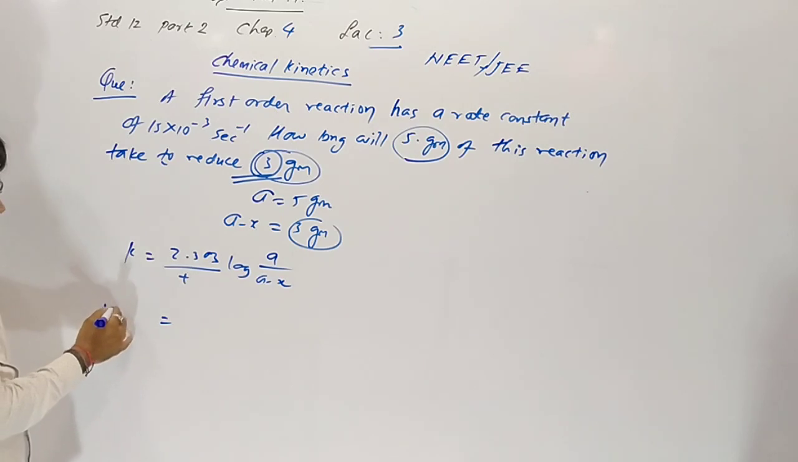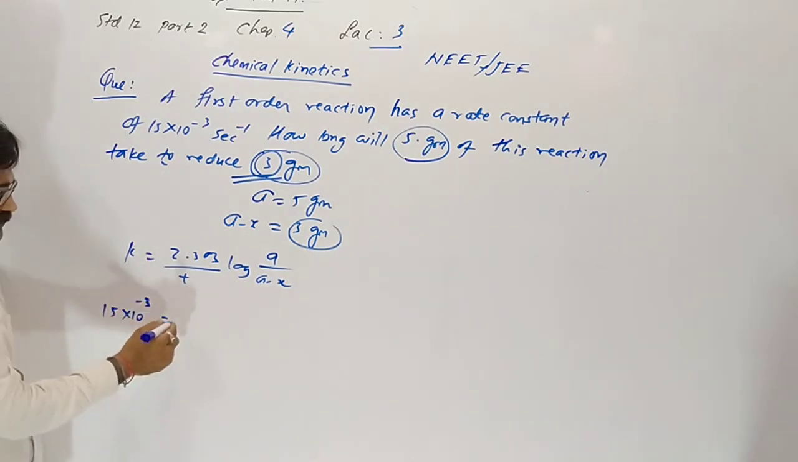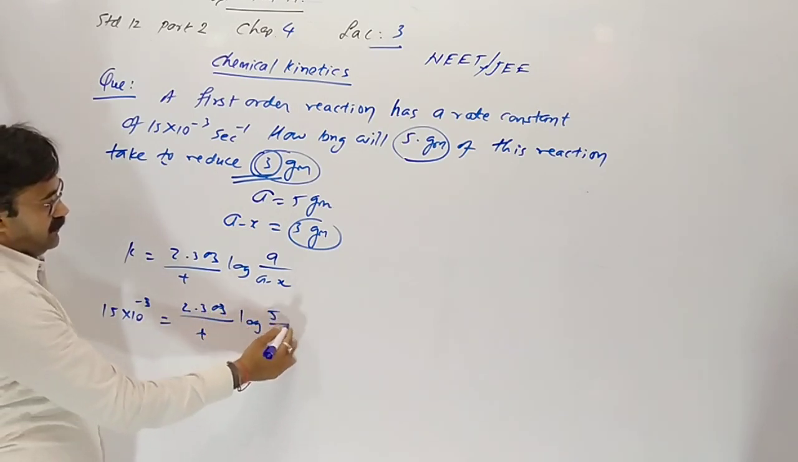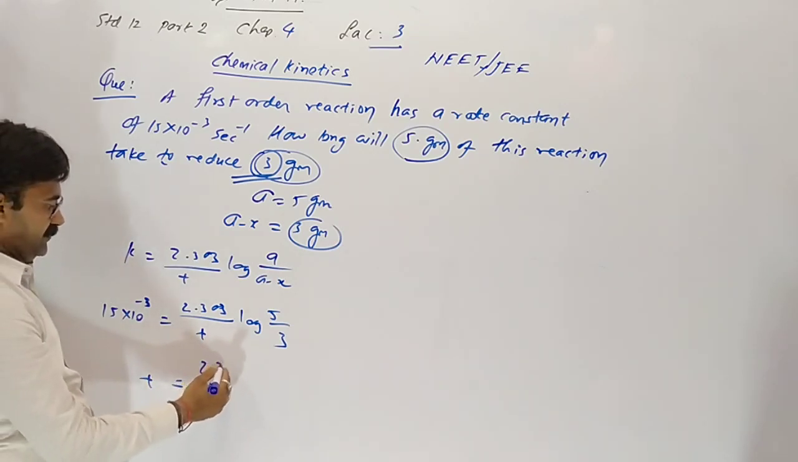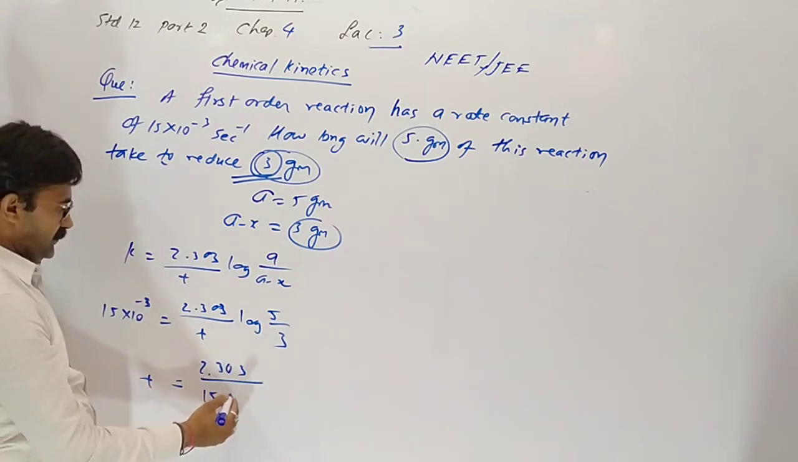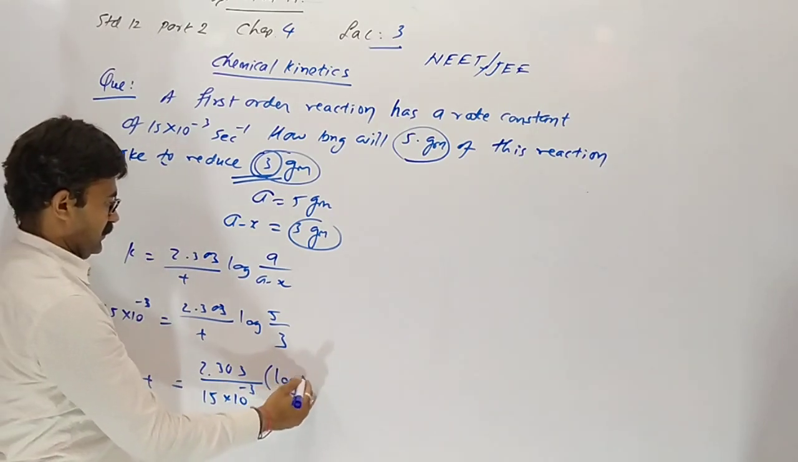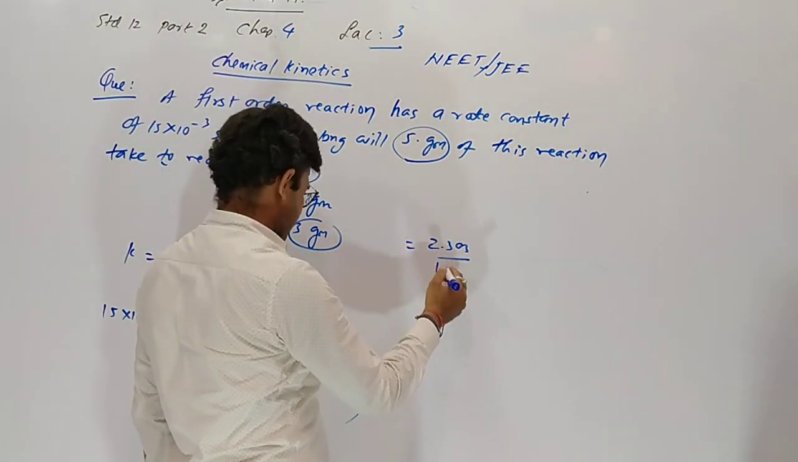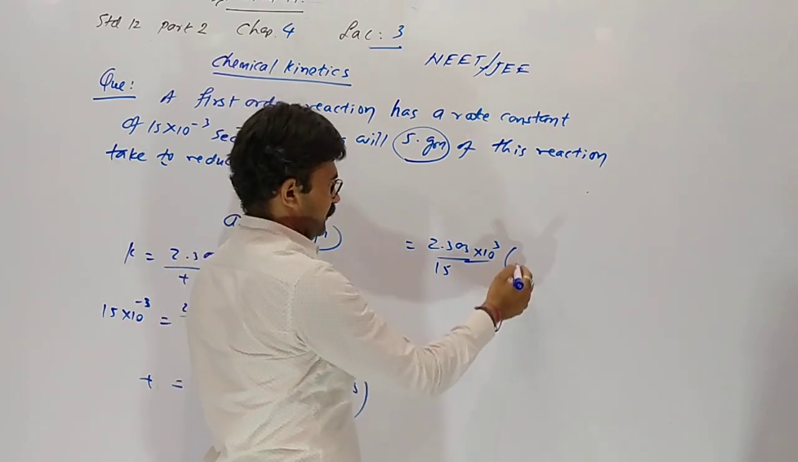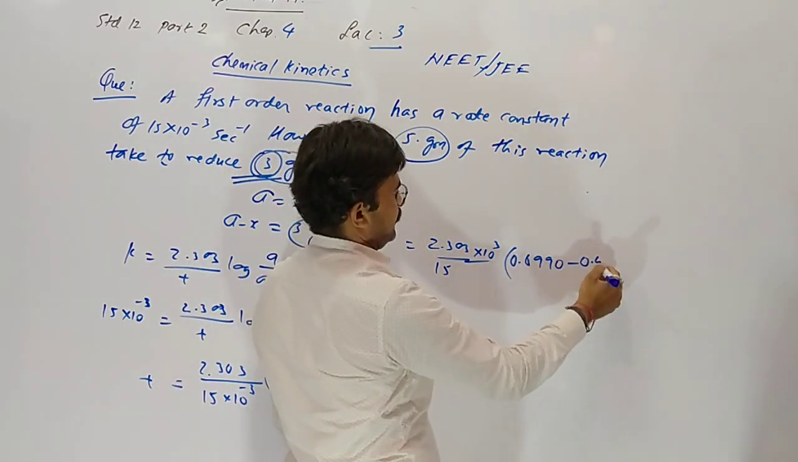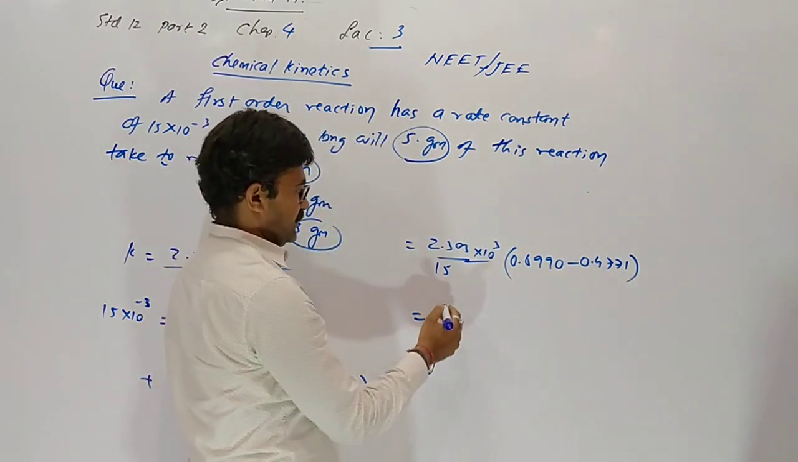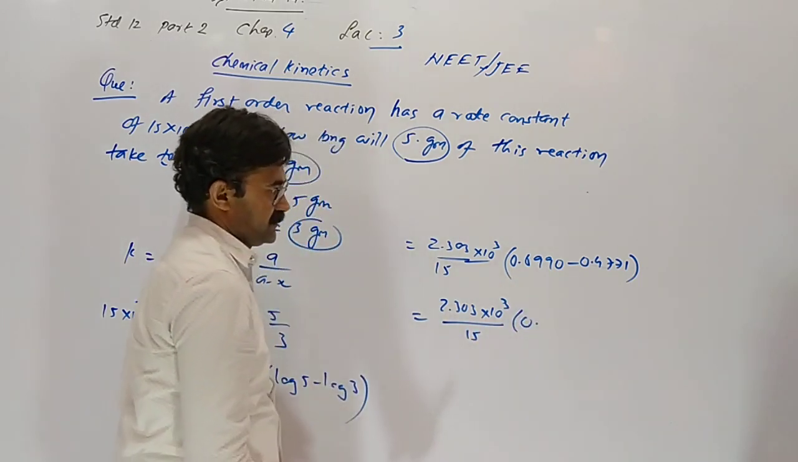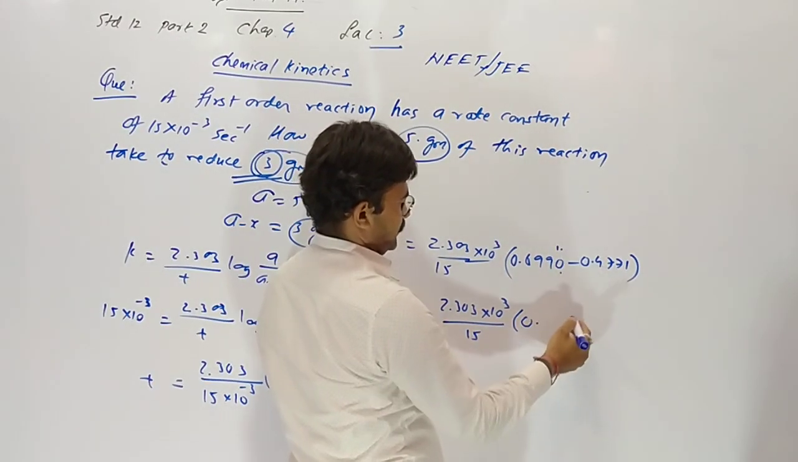So here K is given, 15 into 10 raised to minus 3, equals 2.303 upon t, and we have to find log 5/3. So t will be 2.303 upon 15 into 10 raised to minus 3, times log 5 minus log 3. So actually here 10 raised to 3. Value of log 5 is 0.6990, value of log 3 is 0.4771. 2.303 into 10 raised to 3 upon 15.